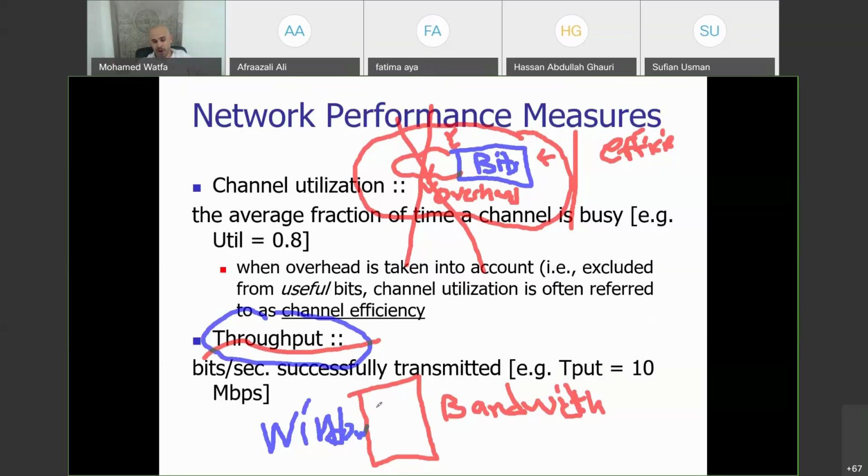Bandwidth. Of course, bandwidth. So throughput is how much I'm actually sending. Bandwidth is how much I'm allowed. You will see it now in a second when we do calculations for you to understand. Of course, bandwidth is always the biggest, kind of the upper bound. Think about bandwidth as the upper bound of throughput.